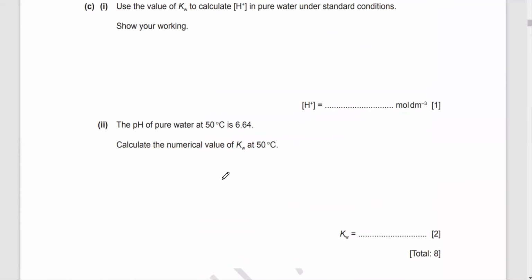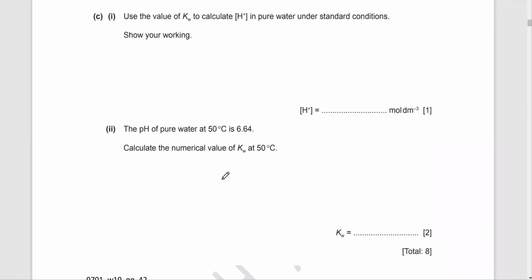So C part 1. Use the value of Kw. Now this is given in the data booklet, but you have to remember this as well. You can't always open the data booklet. So Kw has this expression: H plus concentration times OH minus concentration. It's the ionic product of water.